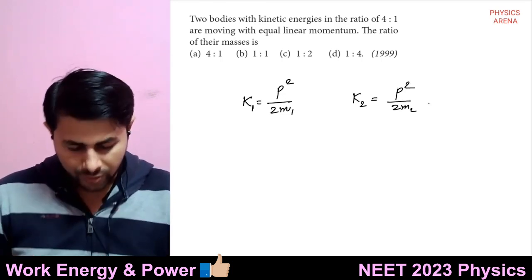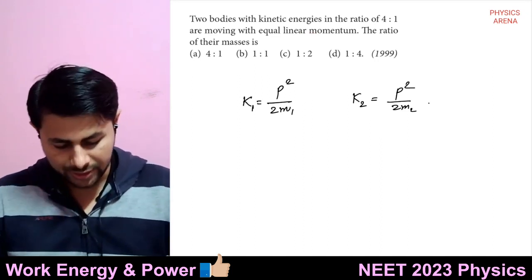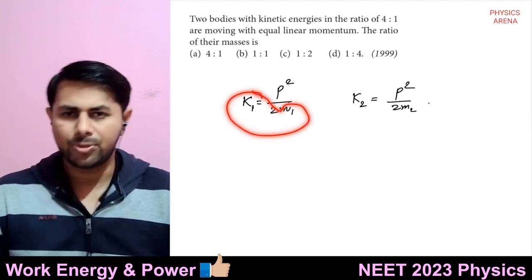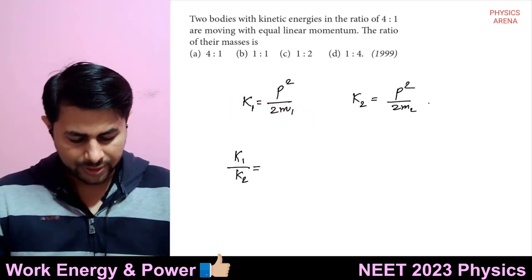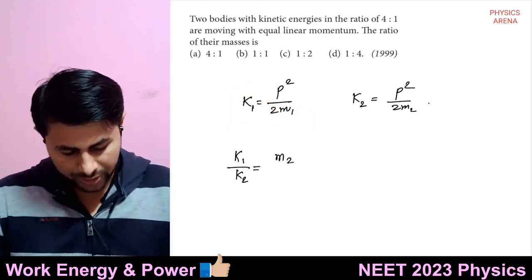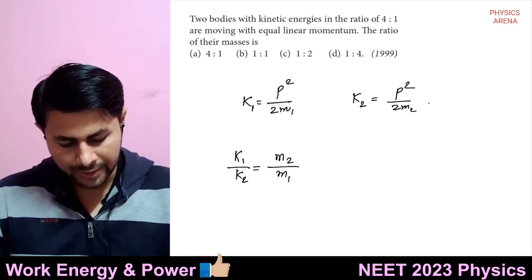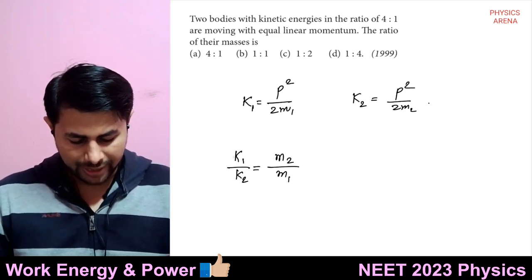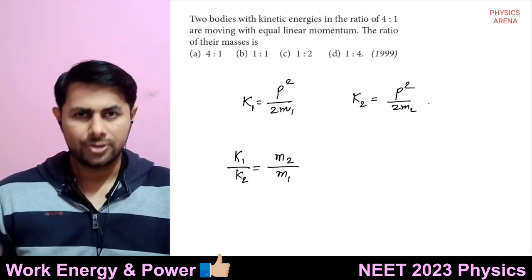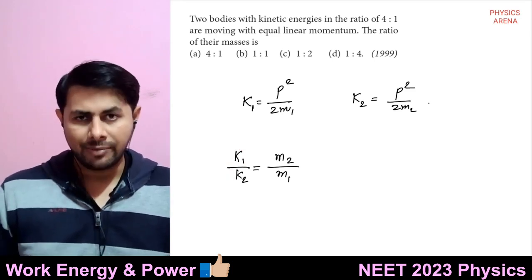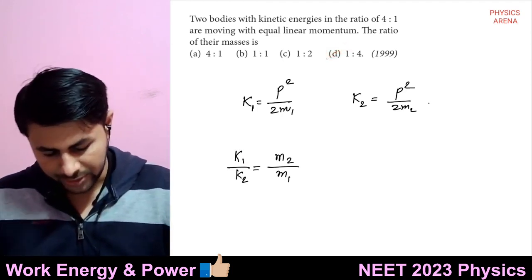So momentum is given to be equal. So that means you can directly use this relation. The kinetic energy is inversely proportional to mass. So K1 upon K2 equals m2 upon m1, because they are inversely proportional. And you are given K1 by K2, which is 4 is to 1. So m2 upon m1 will be 4 is to 1. So m1 is to m2 will be what? 1 is to 4. Okay, very simple. Option D.